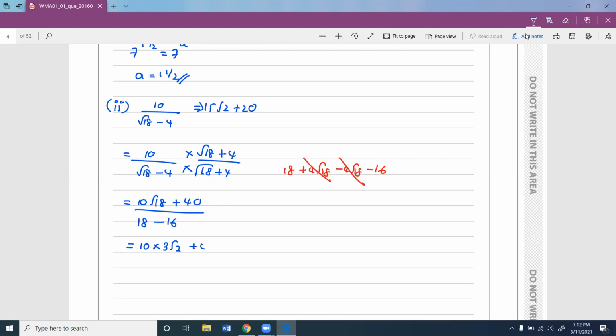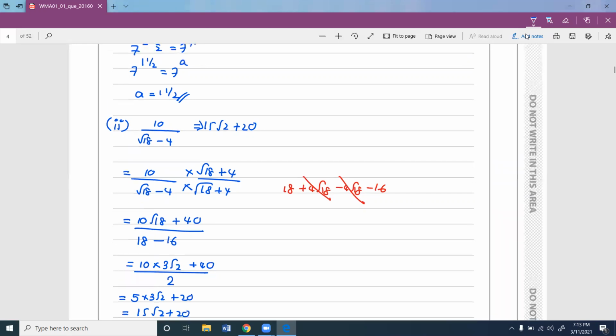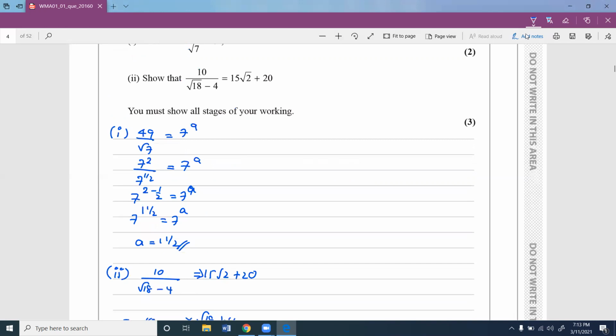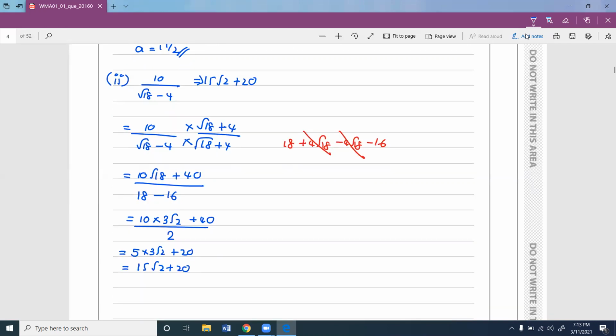Plus 40 divided by 2. Then what do you get? This turns out to be 5 into 3 root 2 plus 20. Both of them you can divide by 2. So it turns out to be 15 root 2 plus 20. Let me see whether this is the answer they want. Yeah, that's the answer, but you need to show that. Okay, that's a way of doing this kind of question.